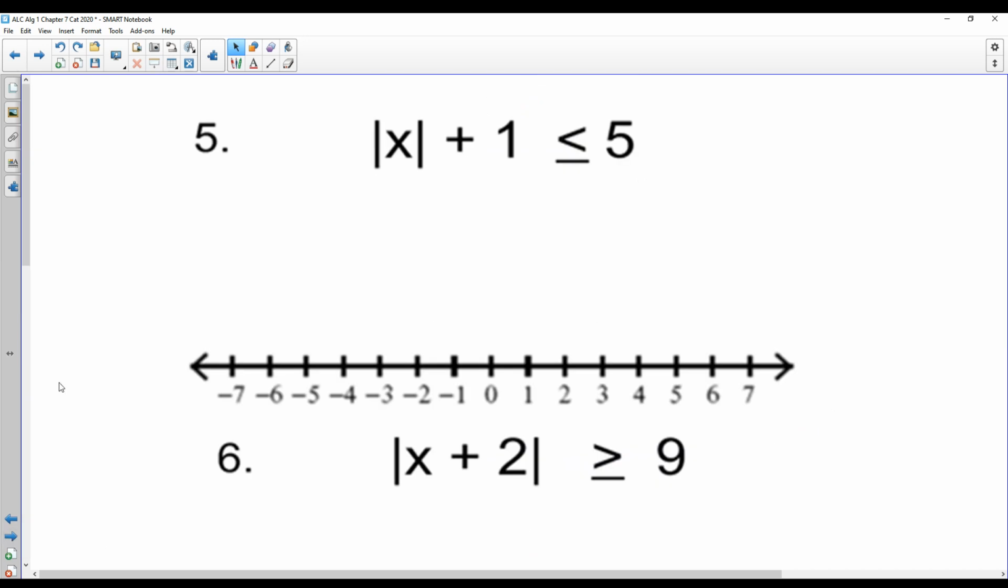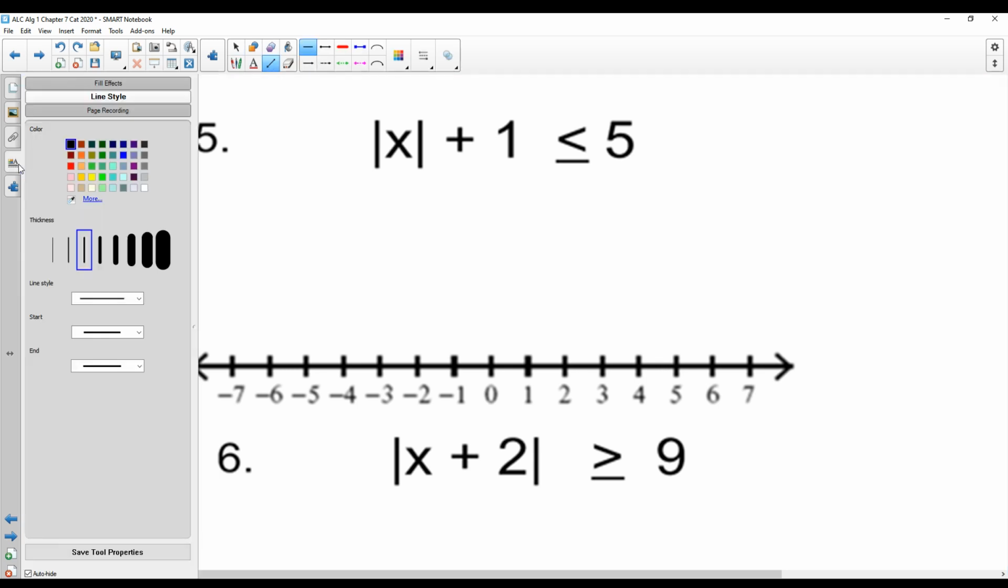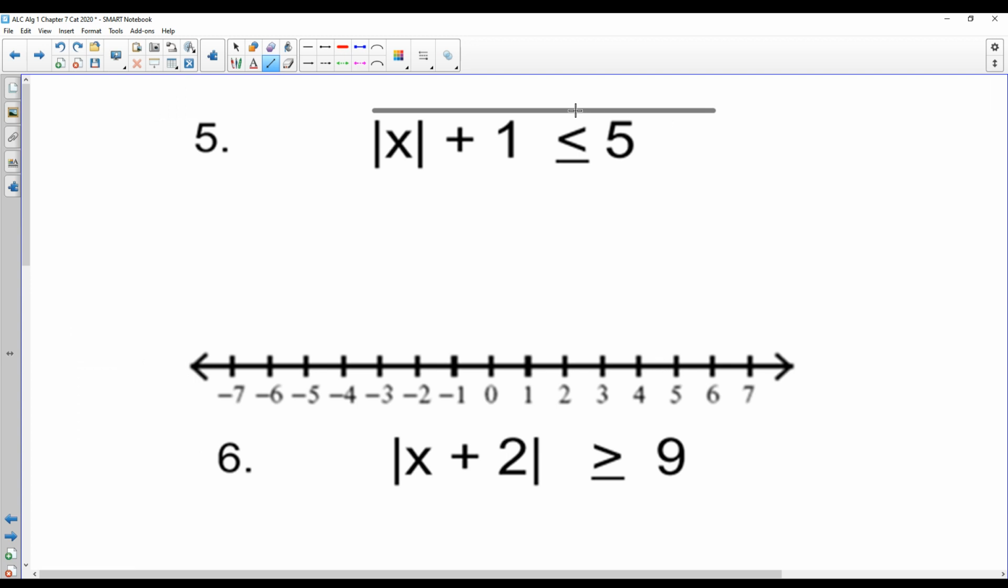Okay, and then here's another one for us to try. Before we go any further, what do we have to get rid of? What do we have to undo? The correct answer is we need to undo the +1. So how do you undo the plus 1? That's right, you're going to minus 1.